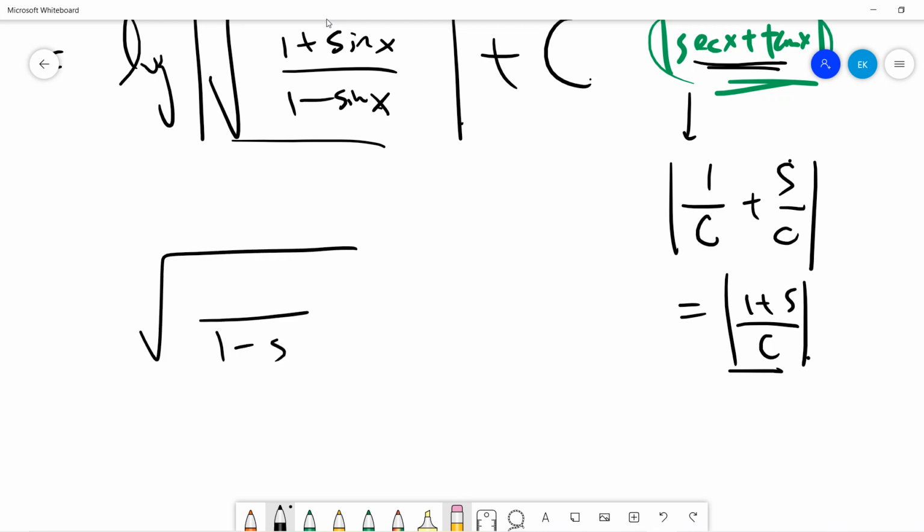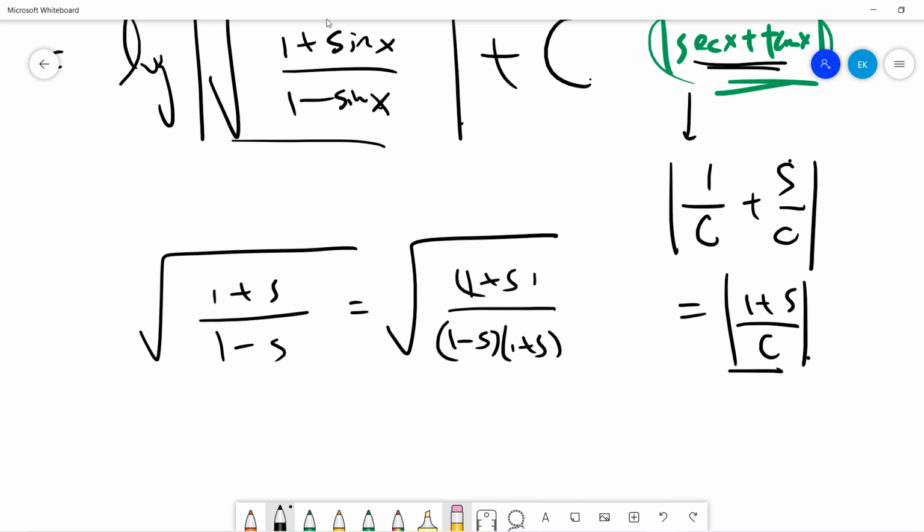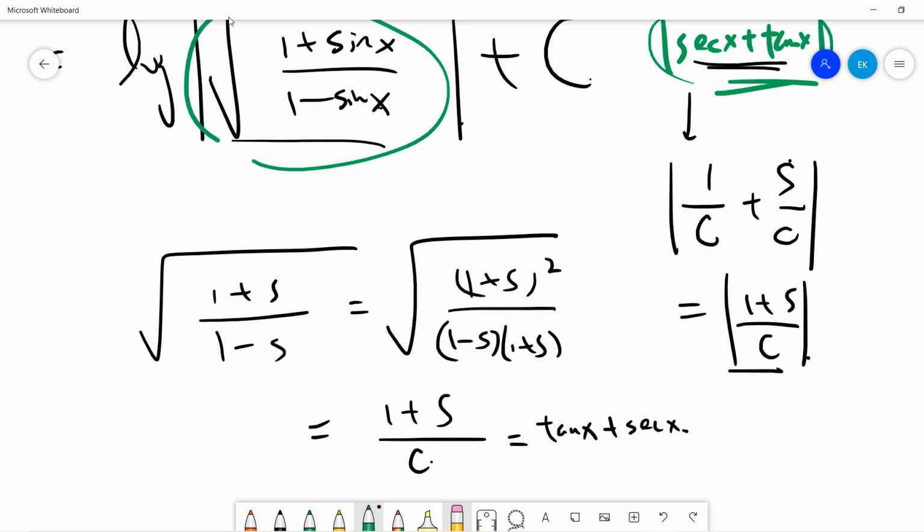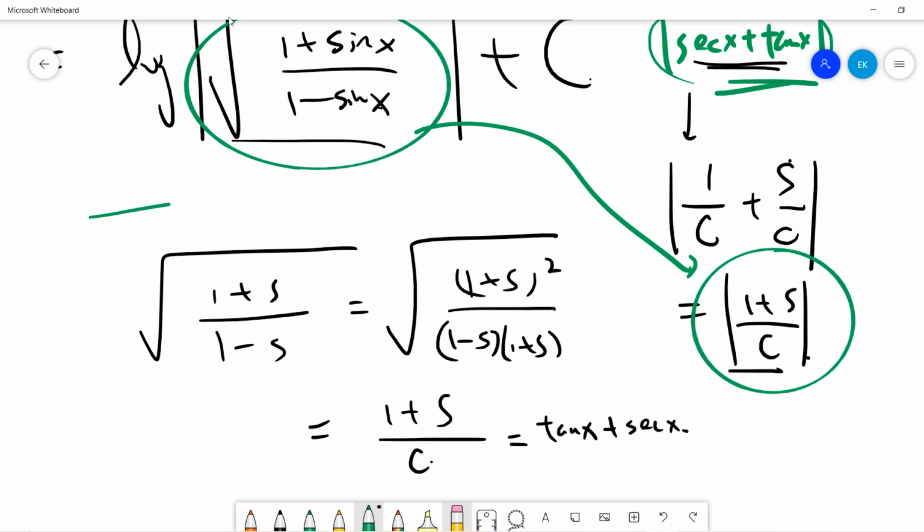You get 1 plus sine over 1 minus sine, so you can multiply by 1 plus sine on top and bottom. So you get this. And since it's in the square root, you can take 1 plus sine divided by the square root of 1 minus sine squared, which is cosine. So you get tangent plus secant. It's very easy to show. So this is just the same as this by just using this.